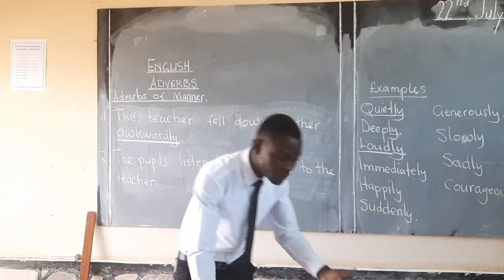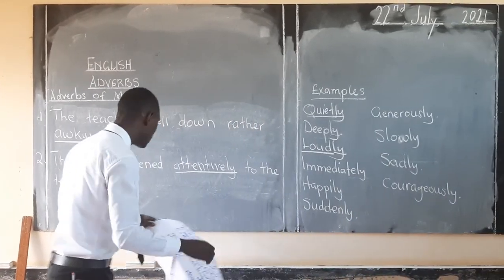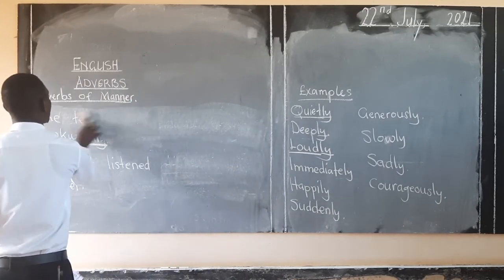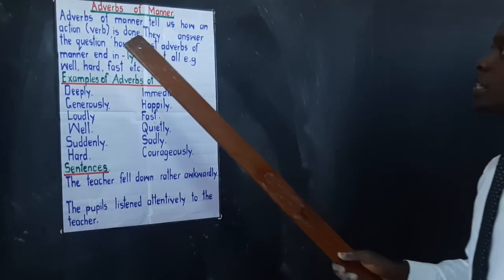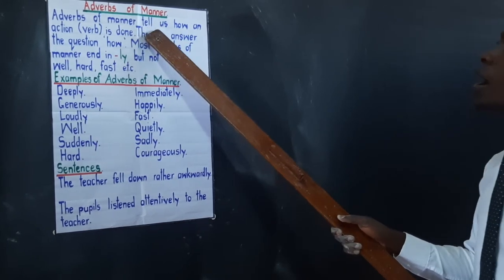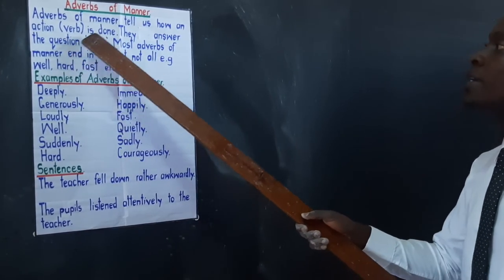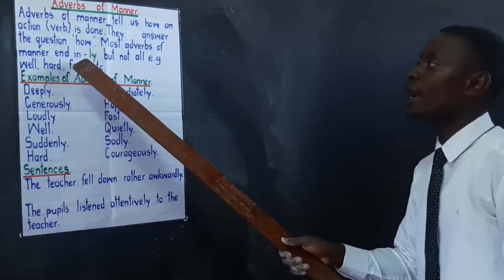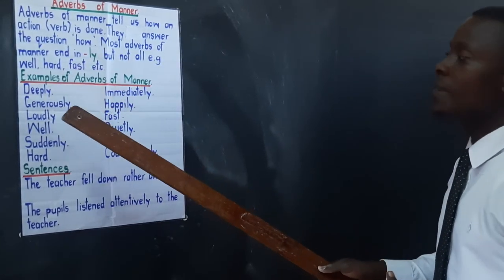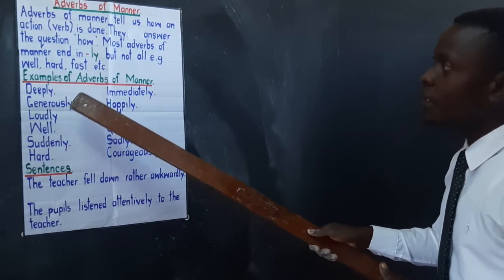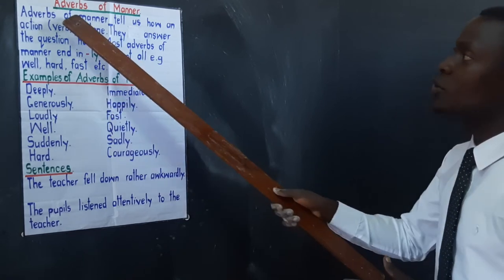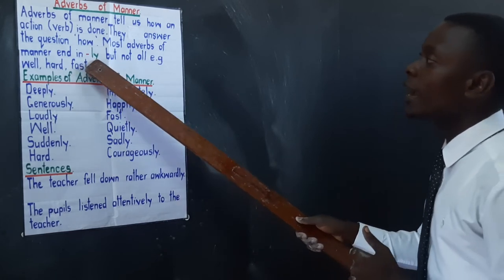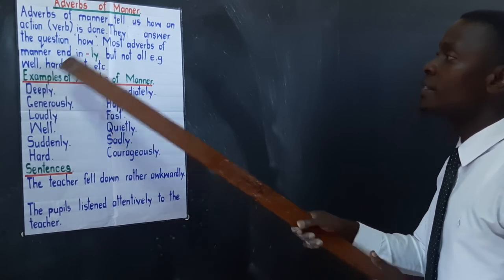So now, to summarize everything that we are looking at today, I have something on this chart. Just like we were saying, adverbs of manner tell us how an action, which is a verb, is done. They answer the question, how? Most adverbs of manner end in L-Y. At the end of the adverb, you write L-Y for it to qualify to be called an adverb of manner. But not all adverbs of manner end in L-Y. We have examples: well, hard, and fast.